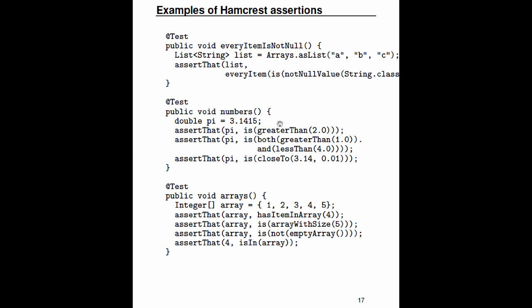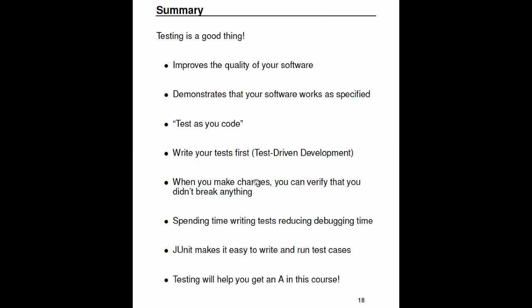And finally, an example of using some of the array matchers. You can assert that the array has an item 4, that its size is 5, that it's not empty, that the value 4 is in the array, stuff like that. So Hamcrest is very useful. It will make for better looking, easier to read unit tests, and also if a unit test fails, the error message will be much more informative than just using plain old JUnit by itself.